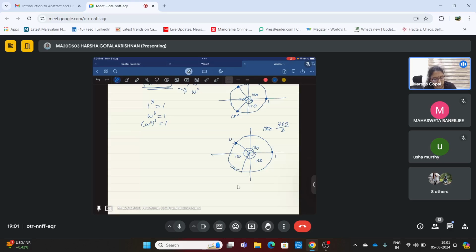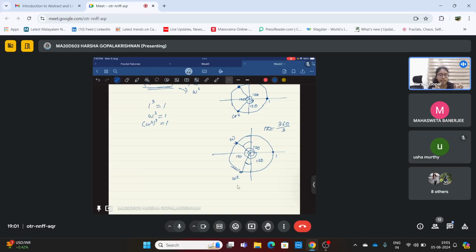then whatever point it is, it is omega, and these two angles are the same. My figure is not that good, but I hope you understood. These are all equally placed: the distance between 1, omega, omega square, and 1. So these are our elements: 1, omega, and omega square.